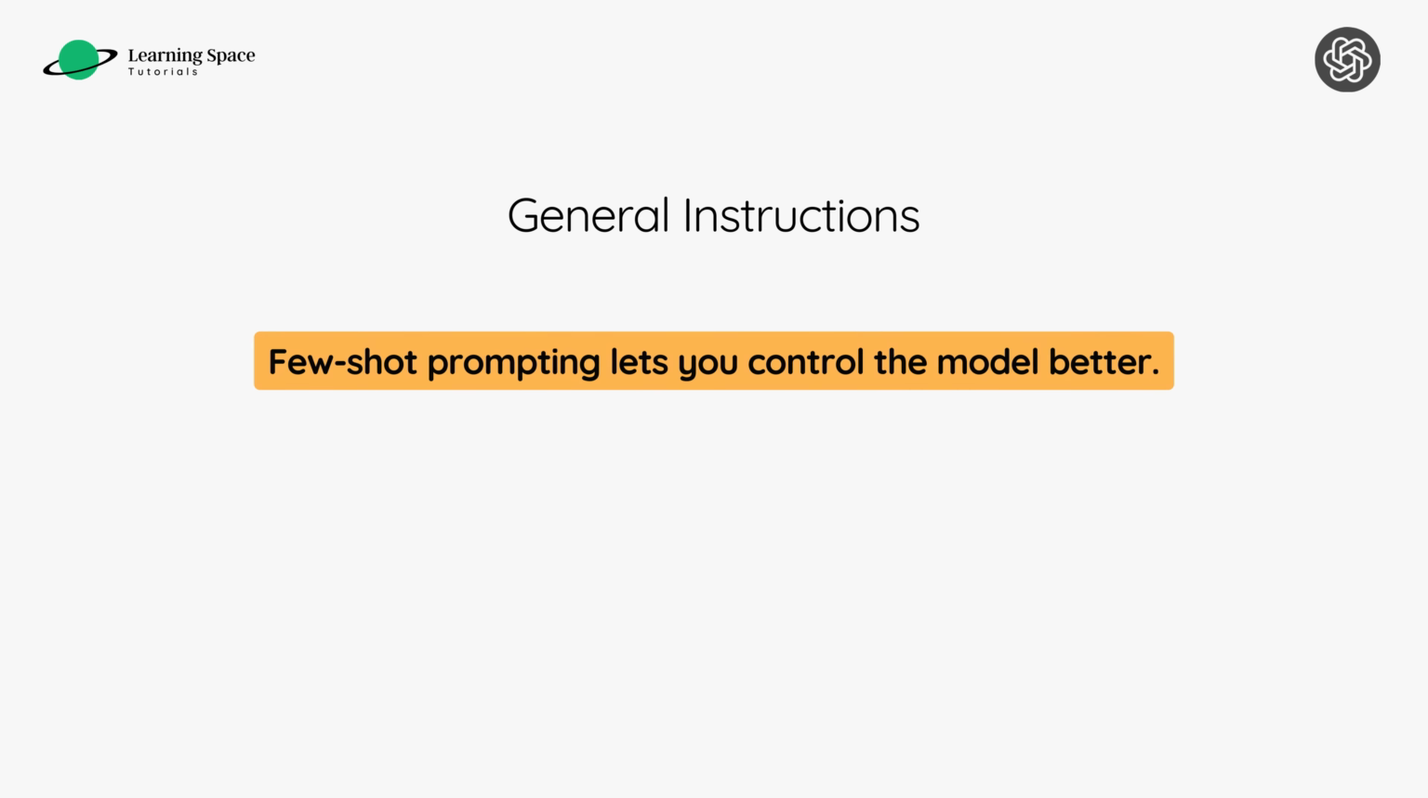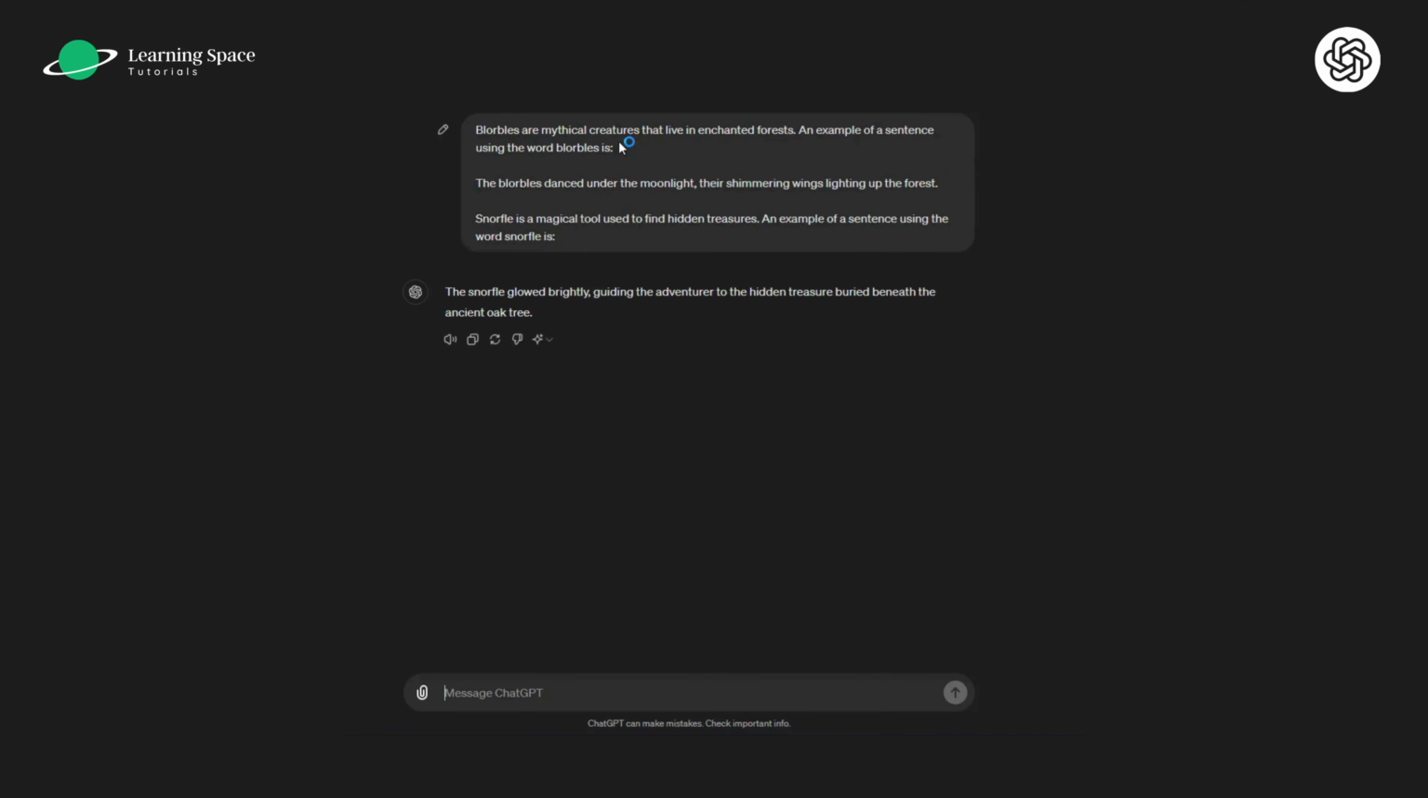Let's look further. Few shot prompting lets you control the model better. Let's see how we can generate sentences for made-up words. Blorbles are mythical creatures that live in enchanted forests. An example of a sentence using the word blorbles is: the blorbles danced under the moonlight, their shimmering wings lighting up the forest. Now, we created another magical word.